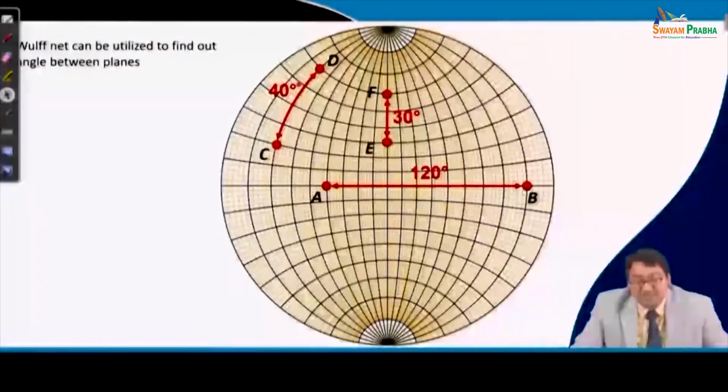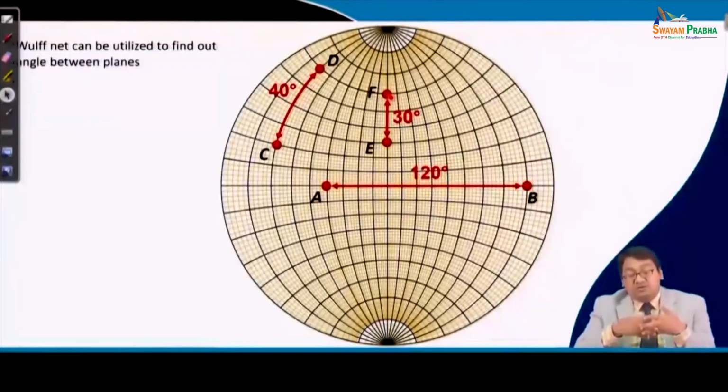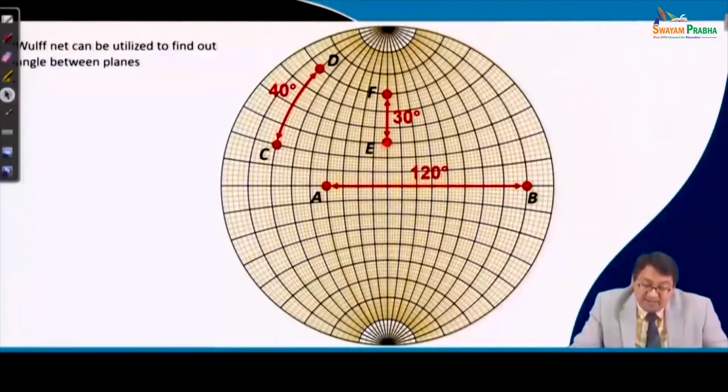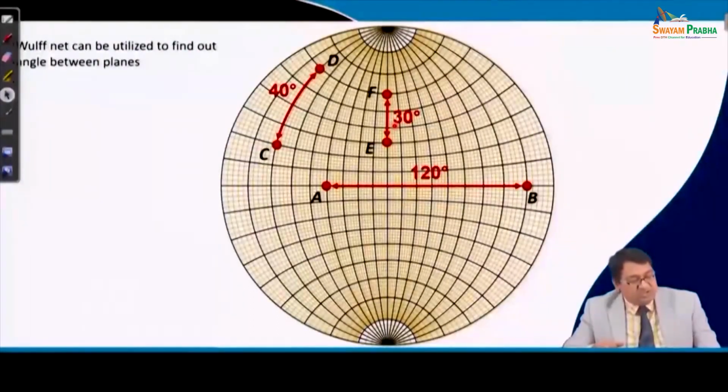For example, the angle between C and D, which is superimposed on a single great circle, this one, is 10, 20, 30 and 40. The angle between two planes E and F, or two planes whose perpendicular directions, or poles, are E and F, is again 10, 20 and 30. And you see that here also we have superimposed the two poles on the great circle. Therefore, in order to measure the angle between two planes, we have to keep the poles of the two planes on the great circle of the 2D stereographic projection.